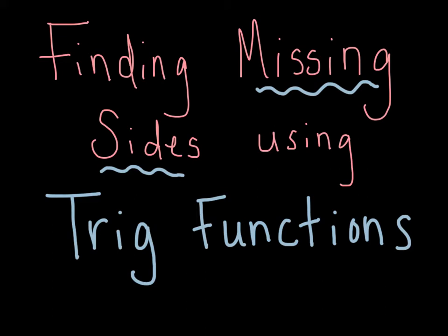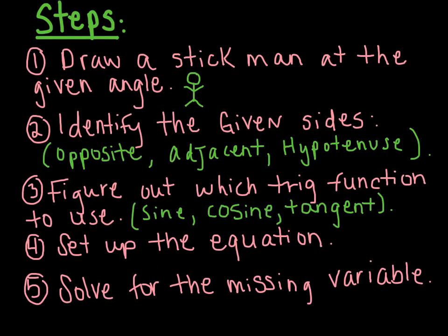Finding missing sides using trig functions. The steps to find missing sides using trig functions: the first thing you may want to do is draw a stick man at the given angle. Then you would need to identify the given sides. Just simply write opposite, adjacent, and hypotenuse on the given sides.